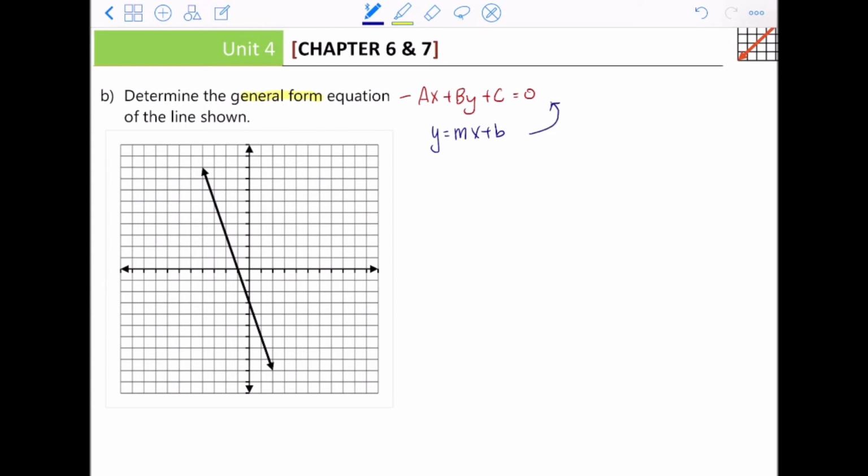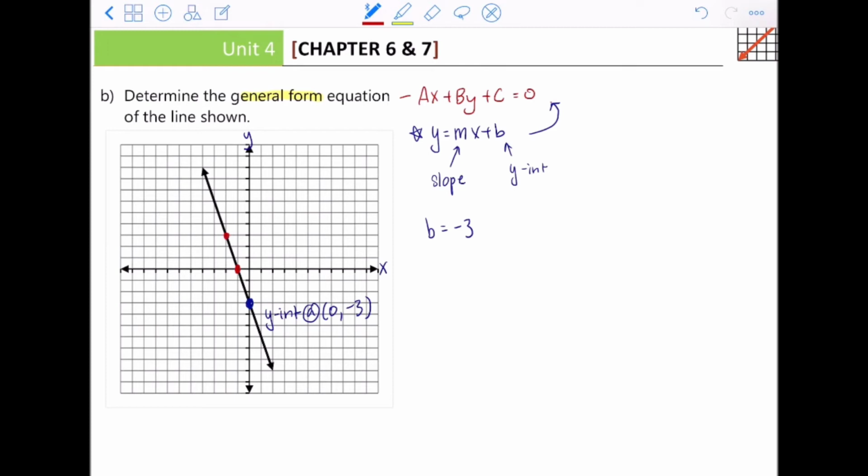To get the slope-intercept form, we need the y-intercept and slope. So let's check that out. On this line, we have the x-axis and y-axis, and this is the y-intercept. It happens at 0 and negative 3. So we have b equals negative 3. And now we need the slope. We pick another point that's nicely on the tip here. So these are nice points.